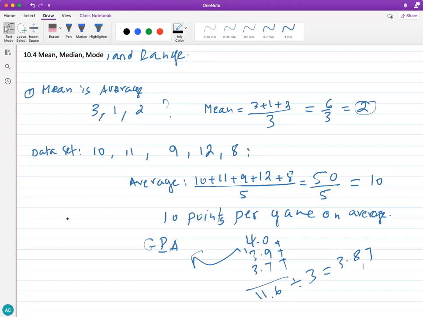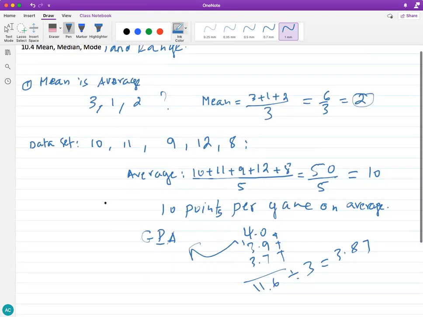All right, so it's pretty simple. Remember, add all the values and divide by how many values you have. Let's move on to another term.